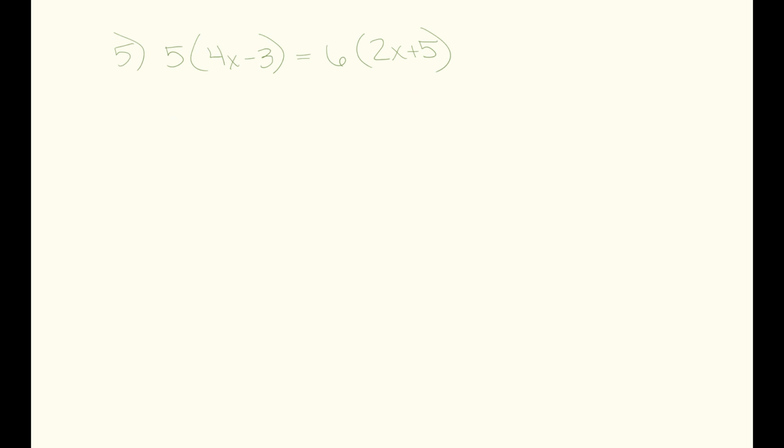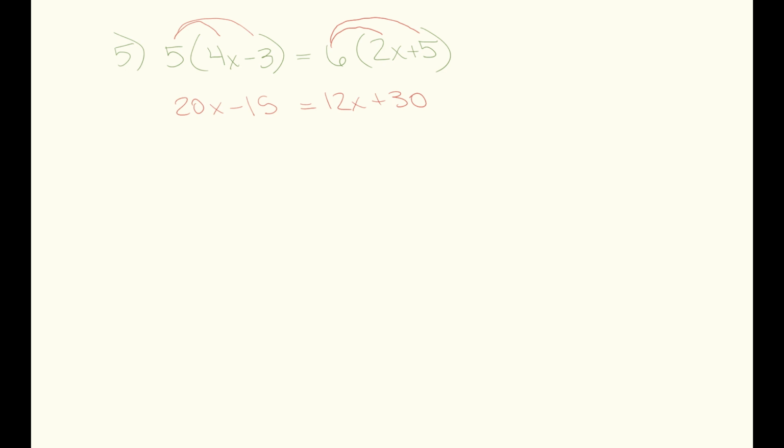The last problem is another equation. So again, I'm going to use the distributive property. So I multiply the 5 times everything in the first parentheses and the 6 times everything in the second parentheses. So when I do that, that gives me 20x minus 15 equals 12x plus 30. Get your like terms together. Again, I like to keep everything positive if possible. This is just one way to do it.